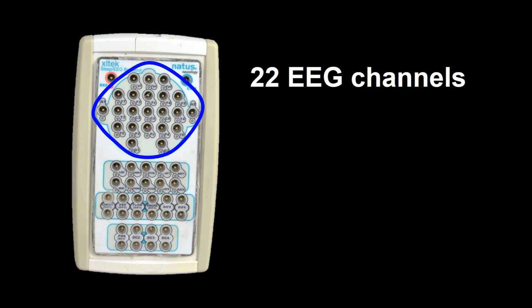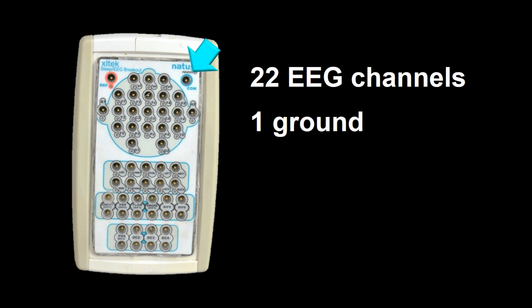This frame shows the input box of the equipment currently used at Nicklaus Children's Hospital, formerly Miami Children's Hospital. It has 22 channels for electrodes within the figure representing the head and ears, one channel for the ground, one channel for reference.